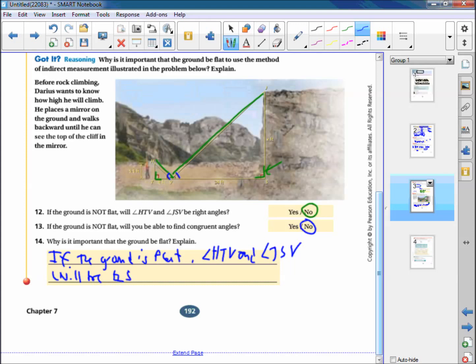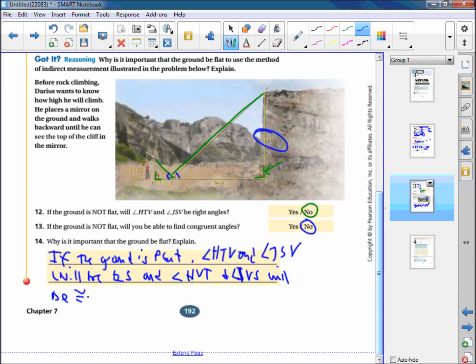Okay. And HVT and JVS will be congruent. If that's not the case, then we don't have similarity between the two triangles. Therefore, we can't use the similar triangles to find the missing piece of our proportion here.